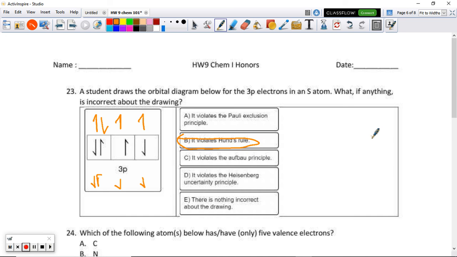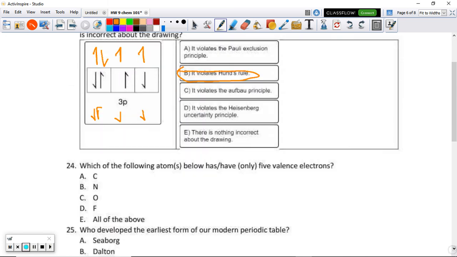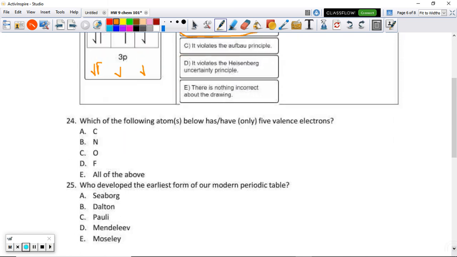All right, moving on. Number 24. Which of the following atoms has only 5 valence electrons? So we're looking for the one that has 5 outer shell electrons, which would be nitrogen, I believe, without looking at the periodic table. Yes, nitrogen.